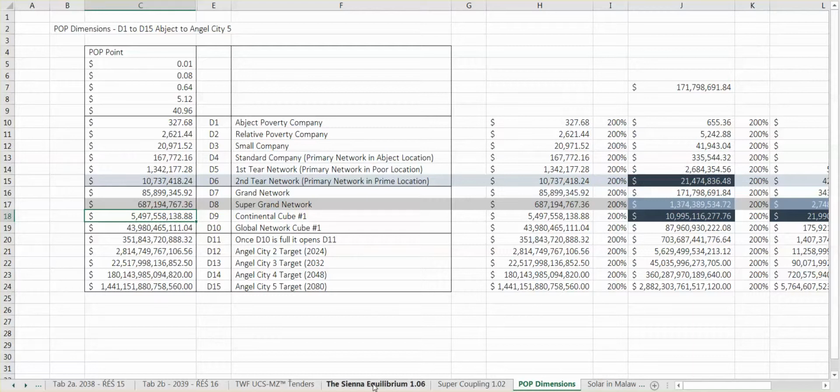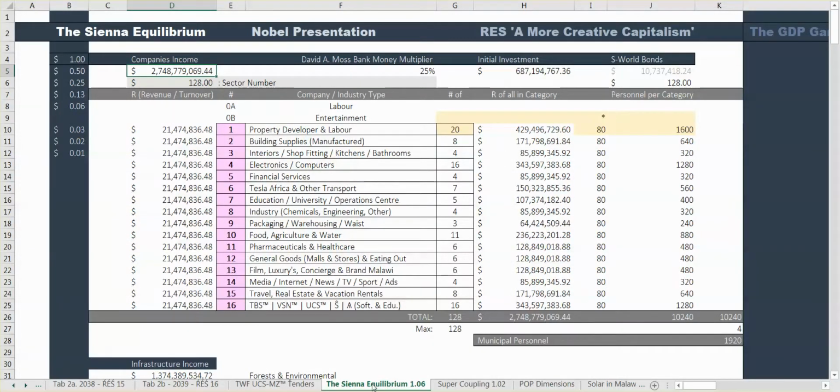Okay, there we go. Big number, but that's actually split between 64 and this is going to be dealt with in another video. If I go into it now, we're going down a quagmire that's going to lose track of what we're actually trying to achieve from this video presentation of this spreadsheet, the Sienna equilibrium. And we can see here, Nobel presentation. This is the thing that really is essential to the mechanism. Includes res, a more creative capitalism, and the GDP game.